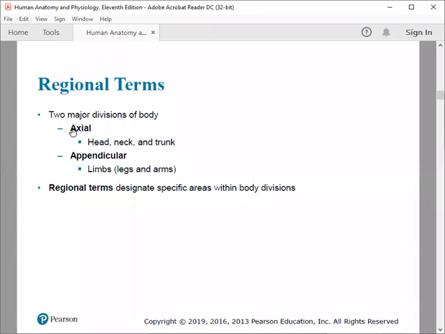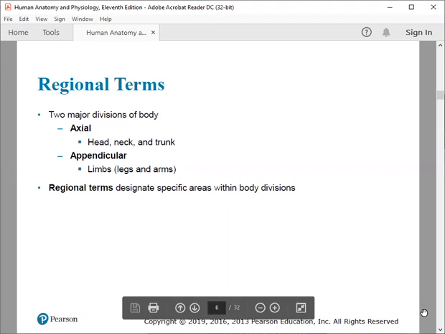But axial is the head, neck, and trunk. That is the axis. If you think of axis as the center of something, that's what the axial division is. We'll talk about the axial skeleton, which is going to include the skull, the rib cage, and the spinal column. And then appendages are your limbs. So this includes your legs and your arms.